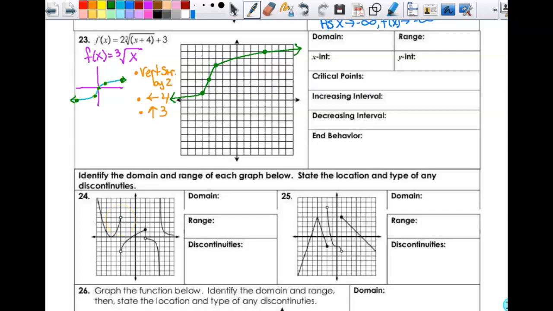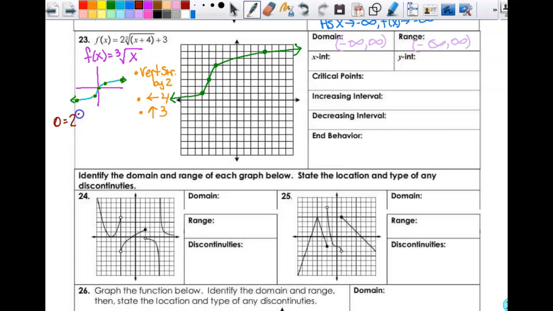Okay, so let's look at the domain and range. They are both negative infinity to infinity. Then my x-intercept, so clearly I'm going to have one. I need to go figure out what it is. So my x-intercept is when y is 0.